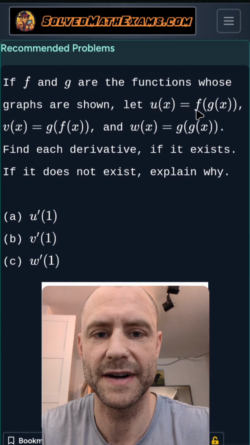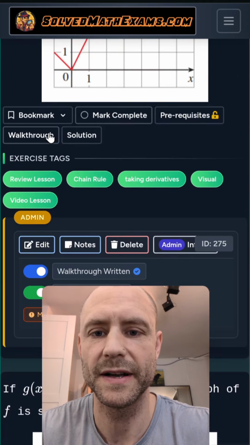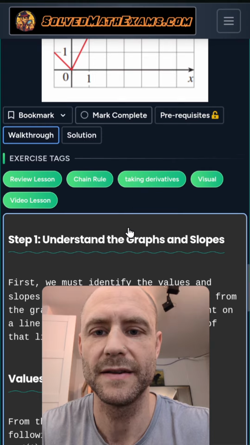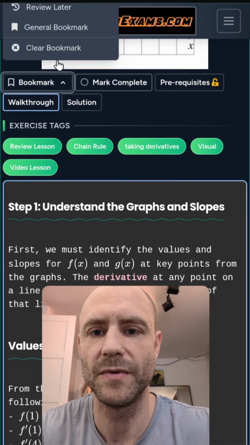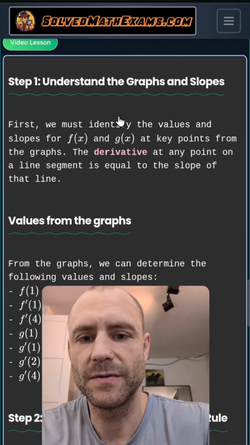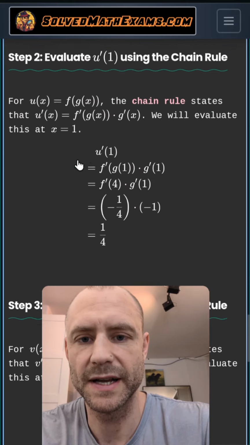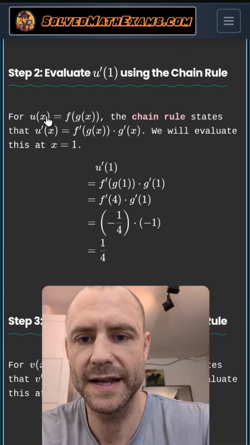So u prime was defined as f of g. So let's go look at the walkthrough. I just click walkthrough here and you get the full walkthrough. You can bookmark this if you want and review it later. I'm not going to read through everything here. You can check this out later if you want. The point is the calculation.